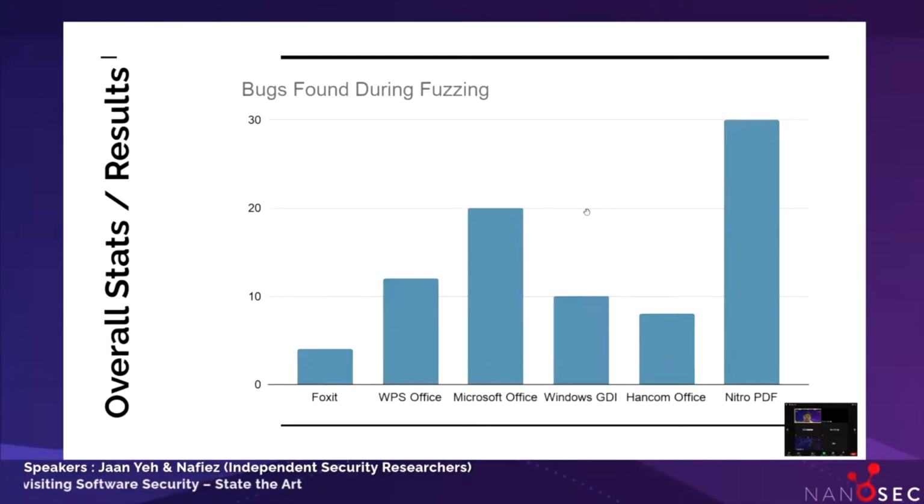This is the overall number of bugs that we found during fuzzing this year. We found 4 in Foxit Reader, 12 bugs in WPS Office, 20 bugs in Microsoft Office, 10 bugs in Windows GDI, 8 bugs in Hangul Office, and 30 bugs in Nitro PDF.